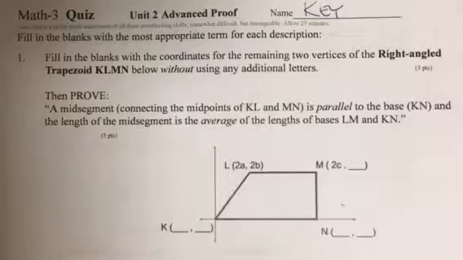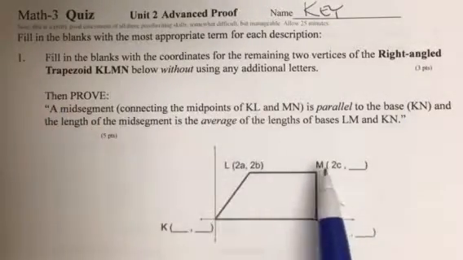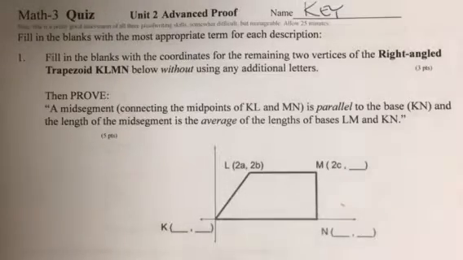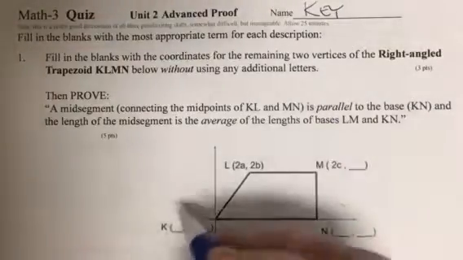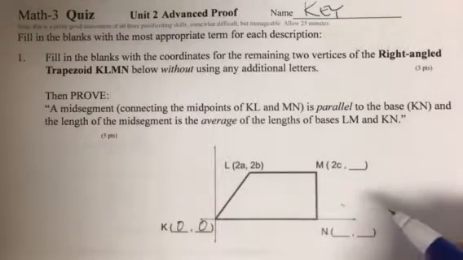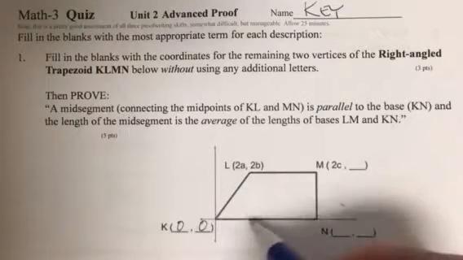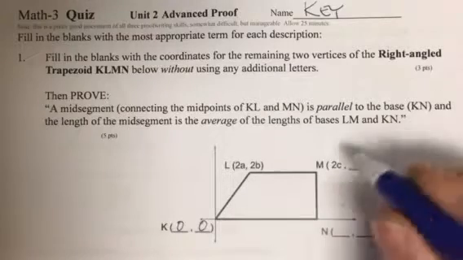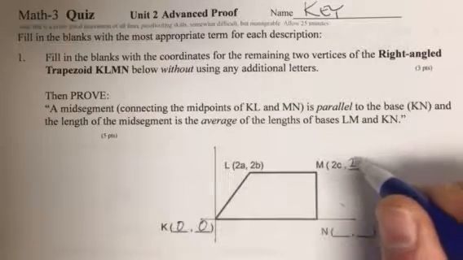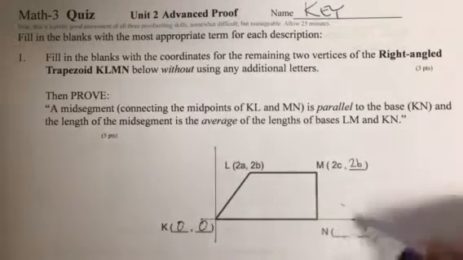Okay, so start off by doing the first bit where it says fill in the blanks with the coordinates for the remaining two vertices. That's actually not correct. It should be 3 vertices because this is now 0, 0. That's kind of obvious. But notice this is over 2A and up 2B to get to there. That up 2B is going to be what this is right here. The famous Shakespeare answer, 2B. This one is not 2B.